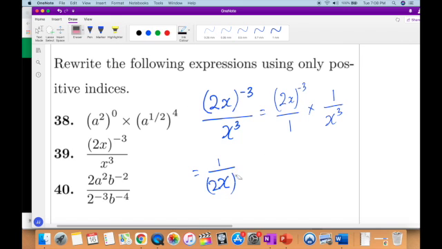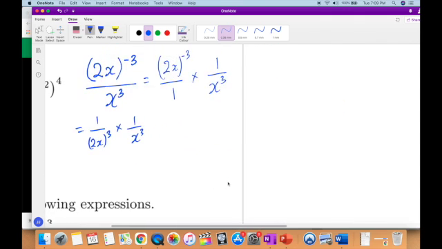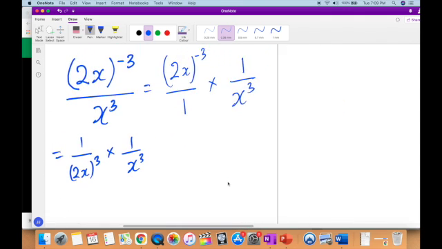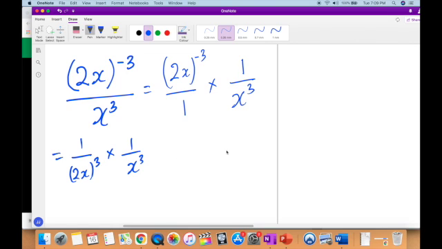Sorry, let me just write that a little bit. So 1 over 2x cubed, multiplied by 1 over x cubed. We can see here that this is in brackets. That 2x cubed there is in brackets. So we want to get rid of those brackets, right? Remember the rule. If I have an indice in brackets to another indice, I multiply the indices.